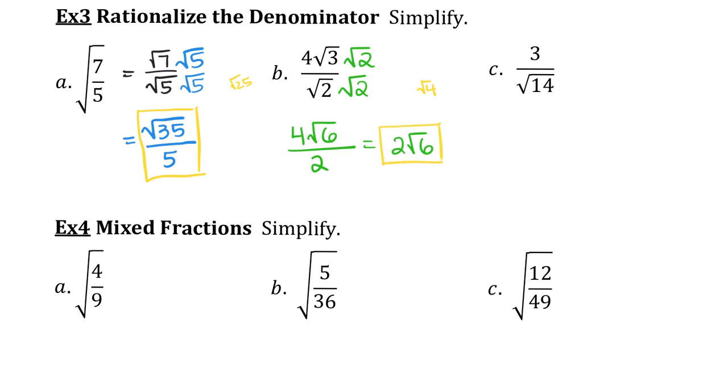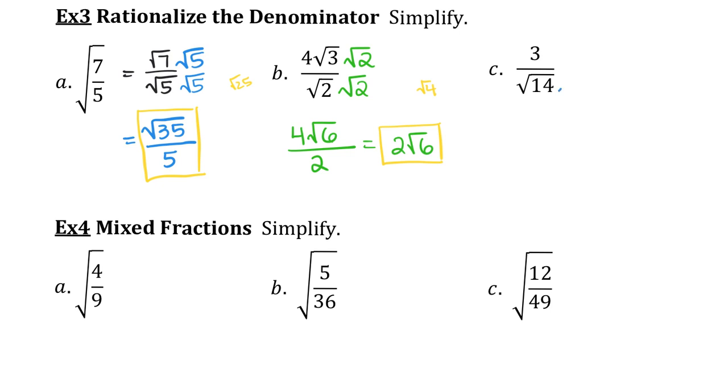Okay, let's try C. It's 3 over square root 14. The numerator is great, and the square root of 14 — does that simplify? 7 times 2? No, it doesn't. But I can't have it at the bottom because that leaves my denominator irrational.